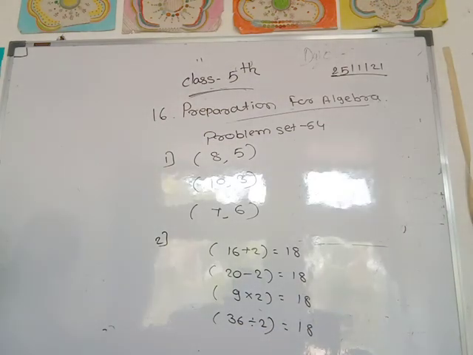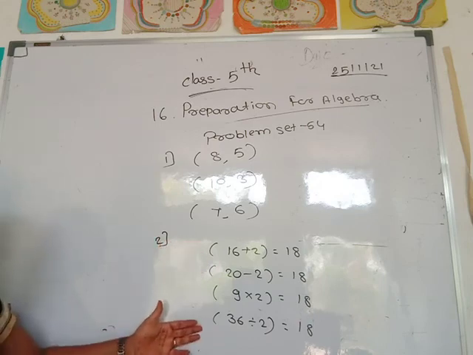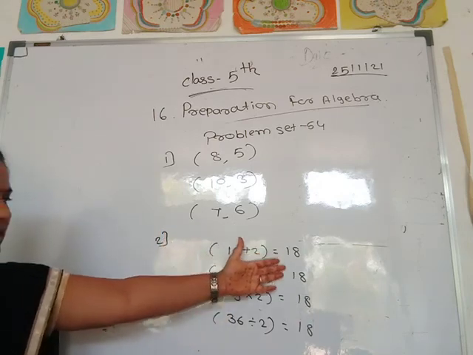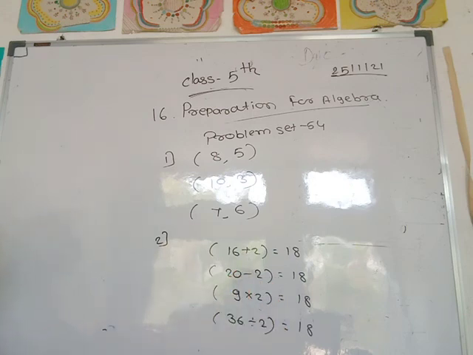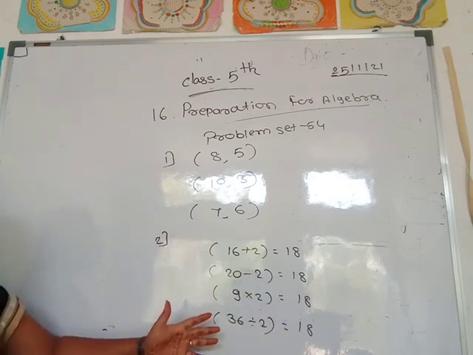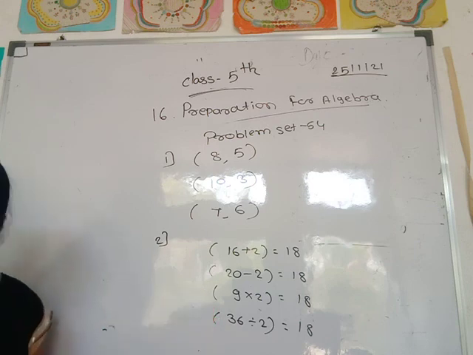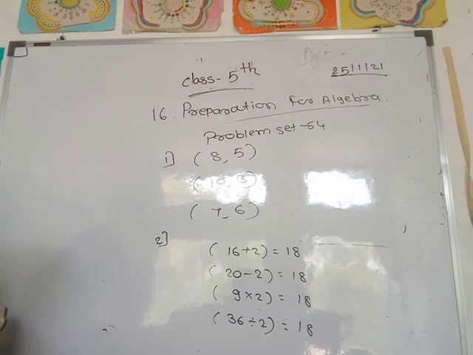Here write these four expressions: one addition, subtraction, multiplication and division, whose answer is 18. All these expressions are equal, which means equalities. Then this problem set 54 is completed. The remaining part is for tomorrow. Okay.